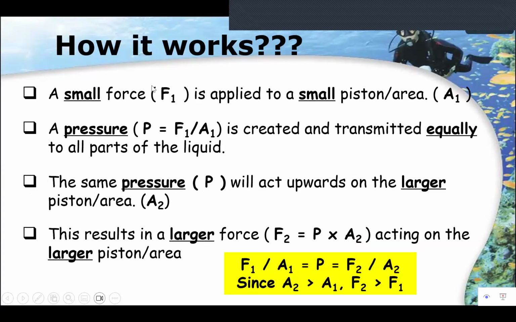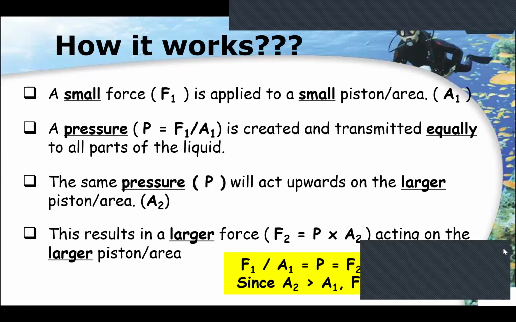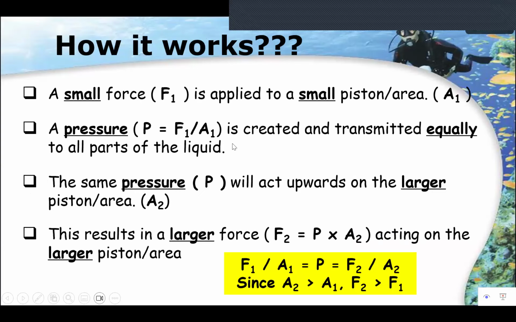Okay, so recap again. A small force is applied to a small piston. This creates a pressure. This pressure will be transmitted equally to all parts. The same pressure will act on the larger piston. So this results in a larger force, because F2 equals the same pressure times area 2.